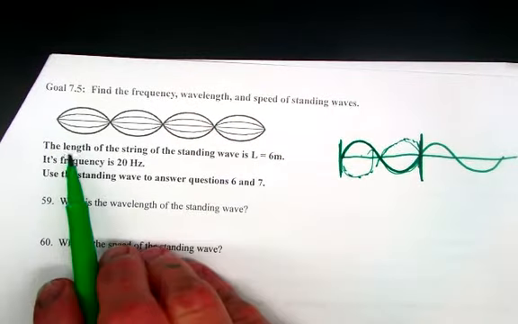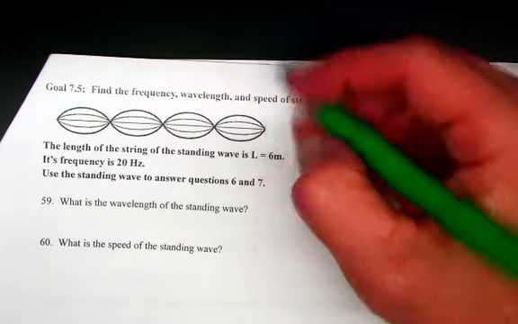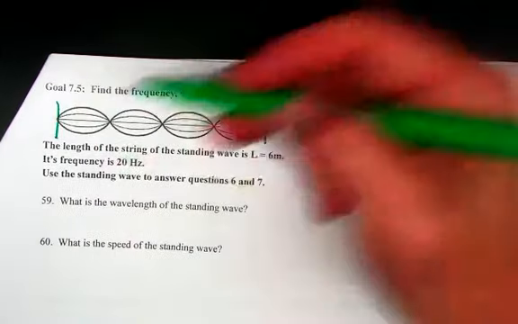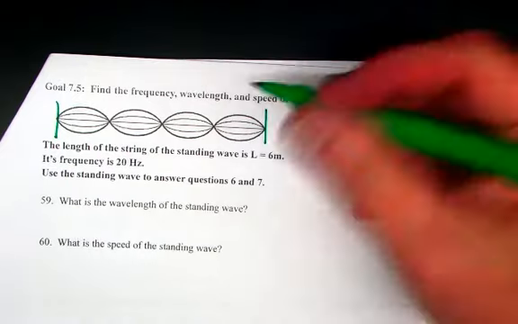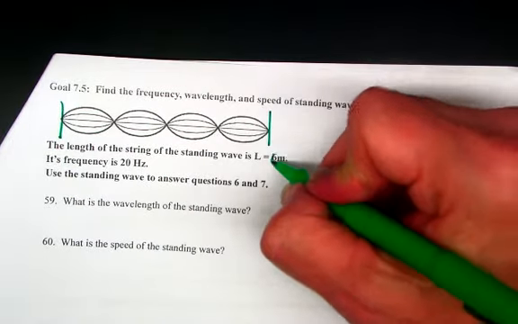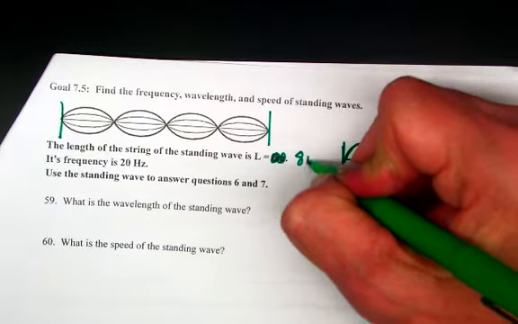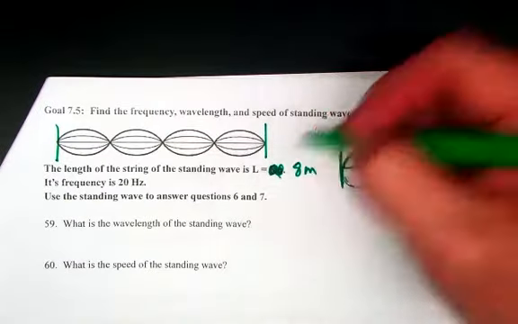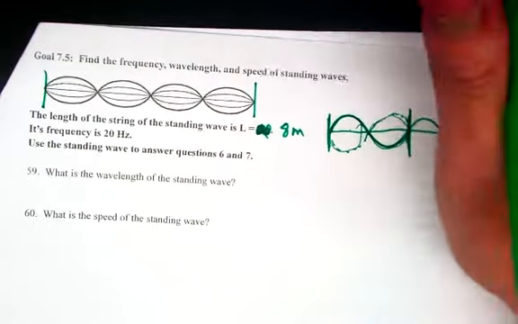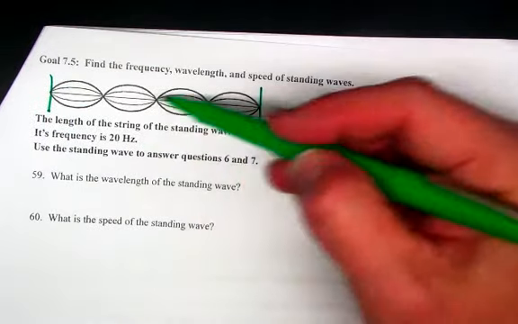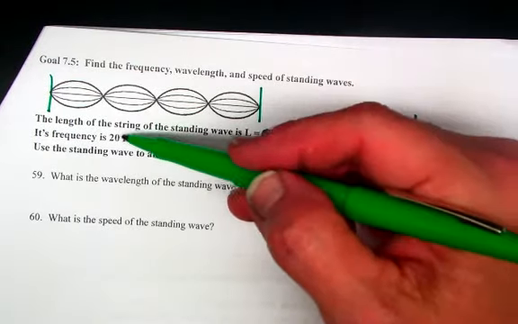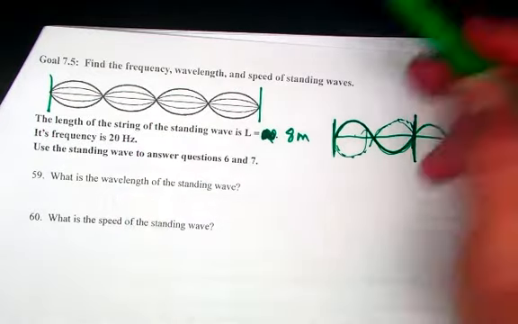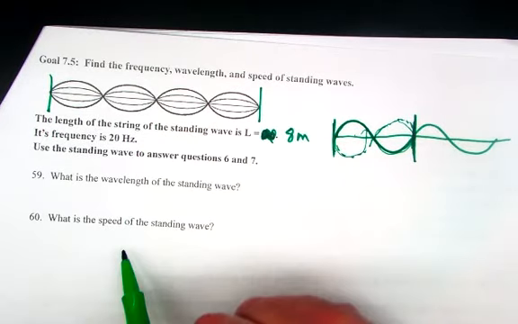The information they give us is the length of the string, the whole thing from here to here, is 6 meters. And I'm going to actually change this because it's going to be easier to explain if we make it 8 meters. I should have done that. Go ahead and change it on your paper, then the whole thing is 8 meters in length. The frequency for this one is 20 hertz. What's the wavelength and what's the speed?